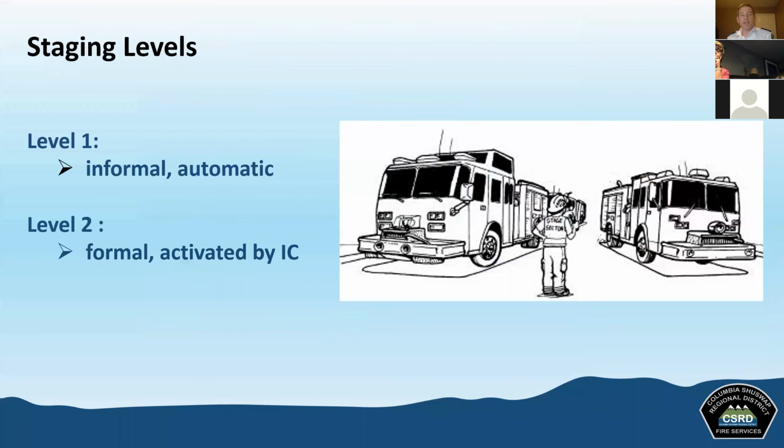So when we talk about staging, there are 2 levels of staging, right? Level 1 is an informal and automatic level of staging. This is the one that you'll see most of the time when we're on scene. Level 1 staging is driving up, and they're the ones who are directly at the incident scene. Typically, it'll be a pumper that's in service, being used as a pumper, pumping water to an attack line for the firefighters to battle a fire. So level 1 staging, again, is right at the scene.